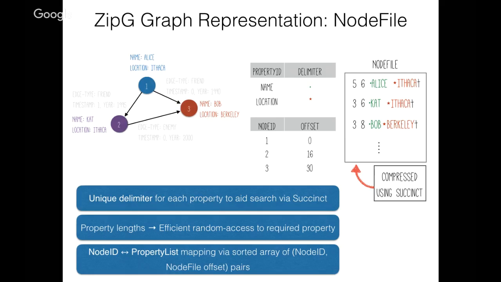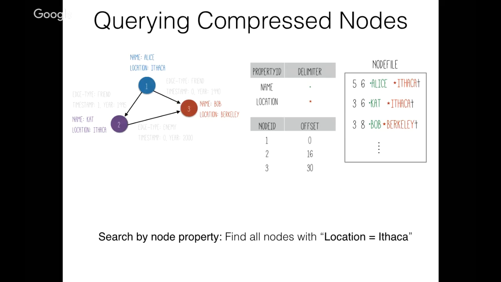Now I'm going to show you a quick example of how ZipG actually executes queries on this compressed representation of the node data. So I'm going to use an example where we'll find all the nodes that have their location property set to Ithaca. The first step is to identify the delimiter corresponding to location. And then instead of searching for just Ithaca, we're going to search for Ithaca with its corresponding delimiters as shown in this example. And this mainly serves to resolve ambiguities across node properties. Say, for instance, if a particular node has both its name as well as location set to Ithaca, this query will only identify location Ithaca and not name Ithaca.